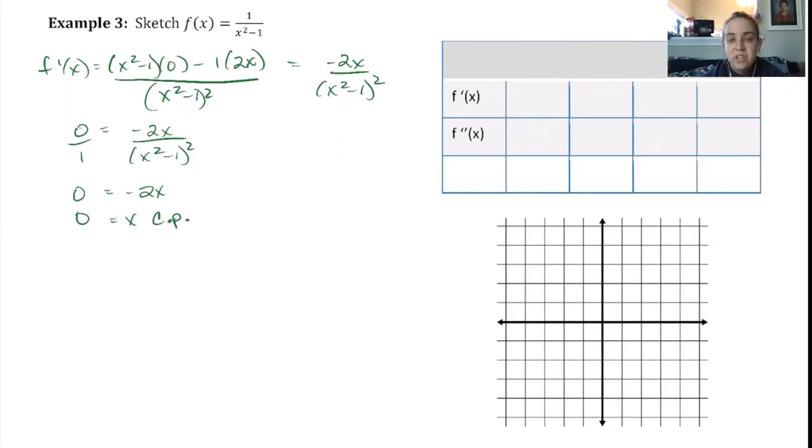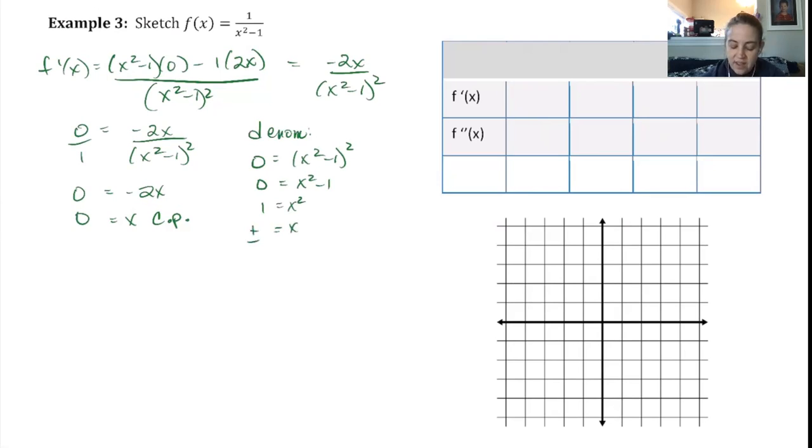But we also have to check for other critical values. We have to check the denominator. So I'm going to say 0 is equal to x squared minus 1 squared. We have to know, well, where is that first derivative undefined? You might have a vertical asymptote, or you might have a cusp. You don't know at this point. You can figure it out. But we're going to take the square root of both sides. We're going to add 1 to both sides, and x is equal to plus or minus 1.